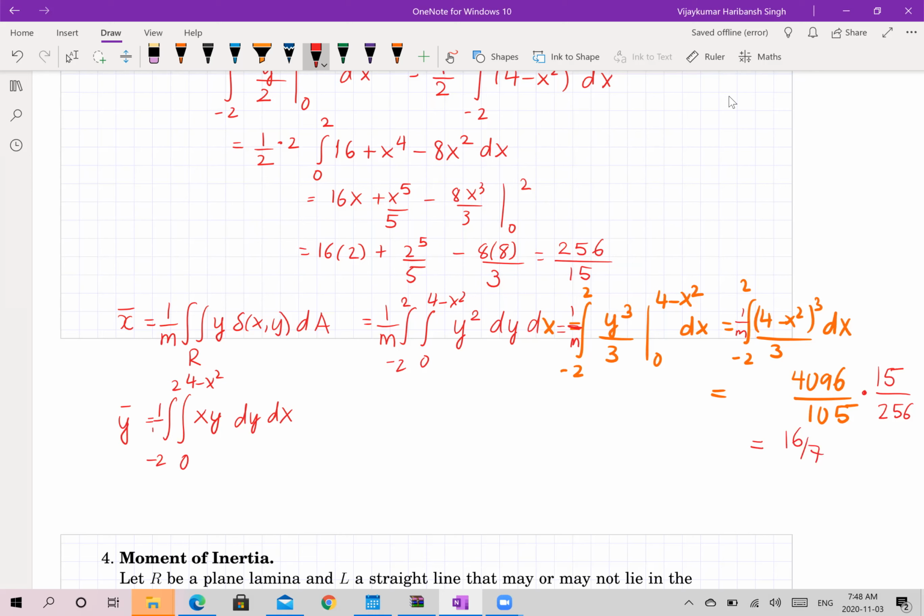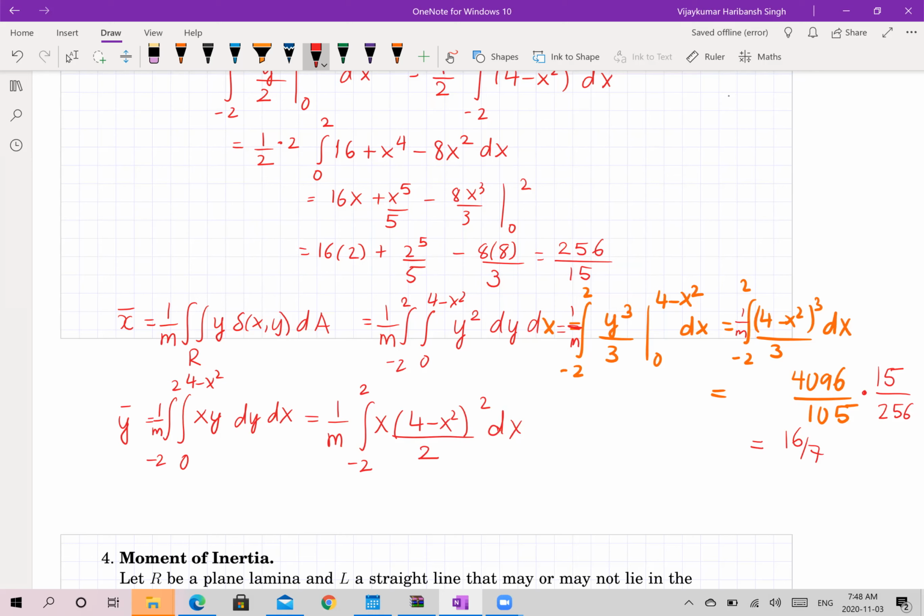Similarly, I have 1 by m here. This is going to be 1 by m. Now we integrate this, so we have the integral from minus 2 to 2 of x times y squared by 2. That's the integration of y. So we have 4 minus x squared, the whole square divided by 2, dx.